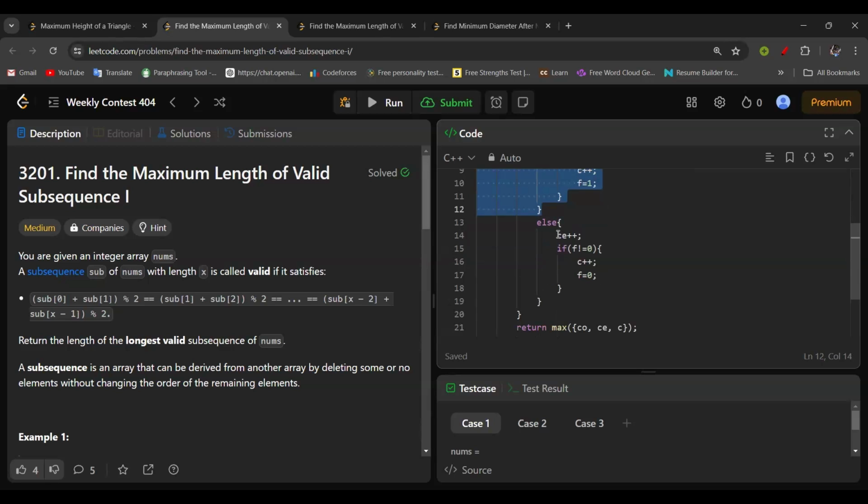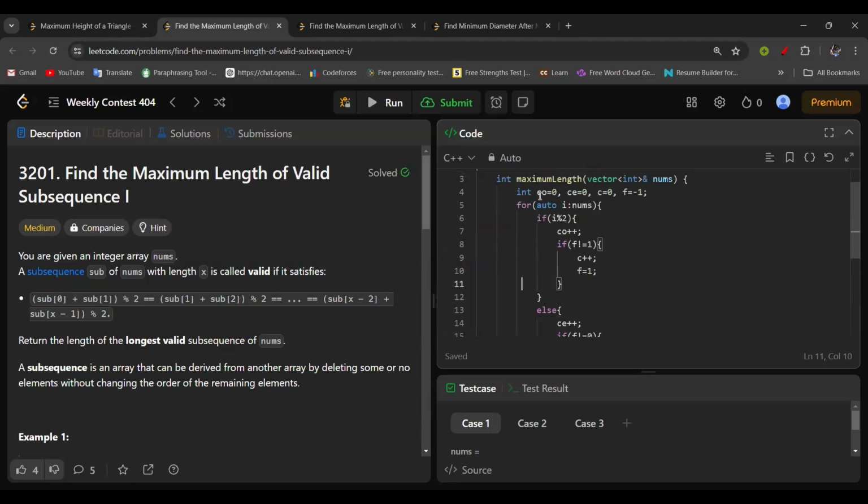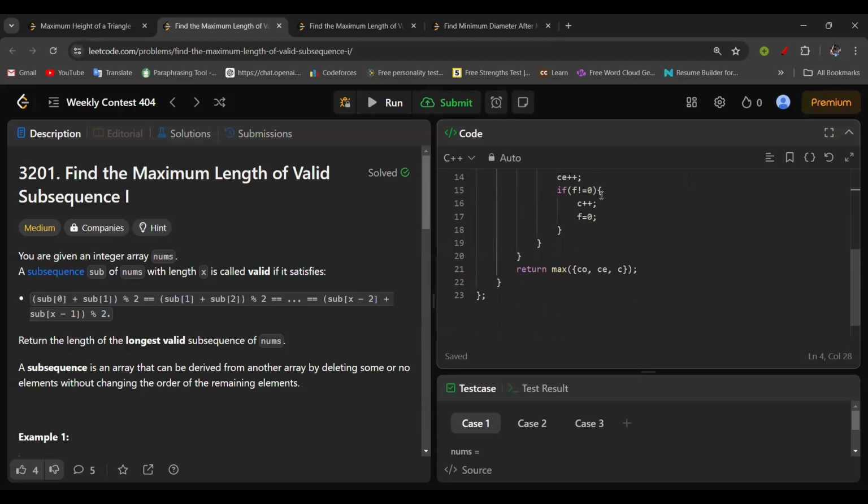Now for the even case, I did C of even plus plus. And if the last value picked was not an even number, then we'll do C++ and make the last value even. So like this, we would be able to compute the count of odds, count of evens, and the count of alternate odd even length of the subsequence for the alternate odd even case. So we'll just take the max of all these three cases. Whatever maximum we get, that would be my final answer and return that. So I hope the second problem is clear to you.